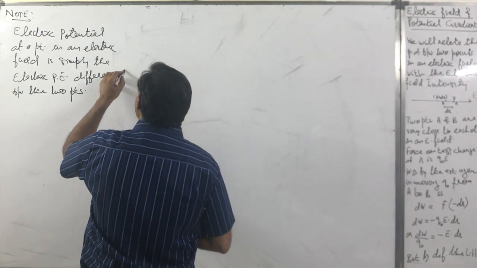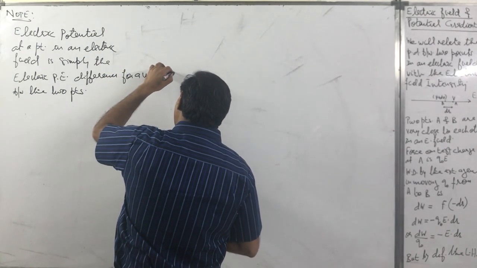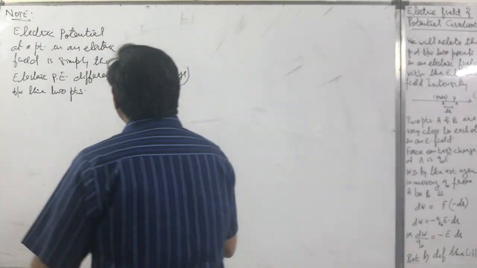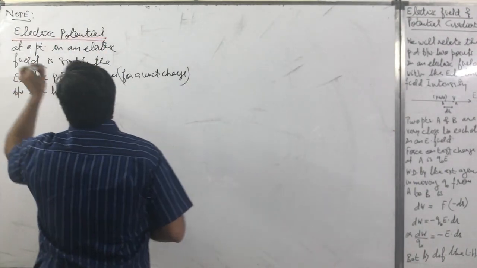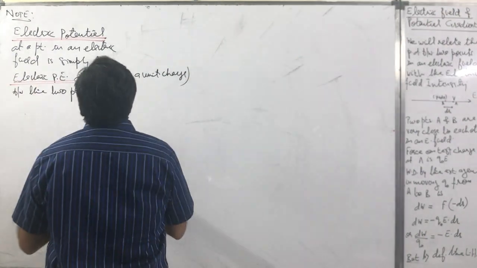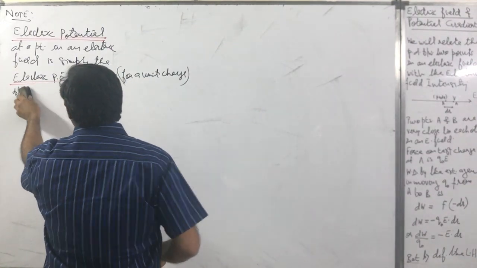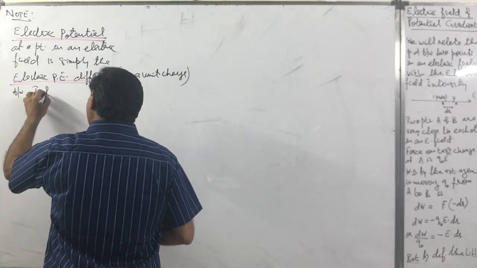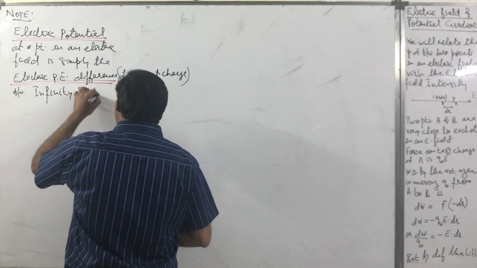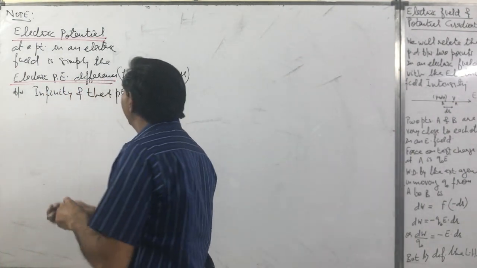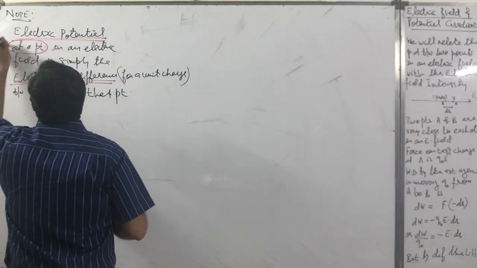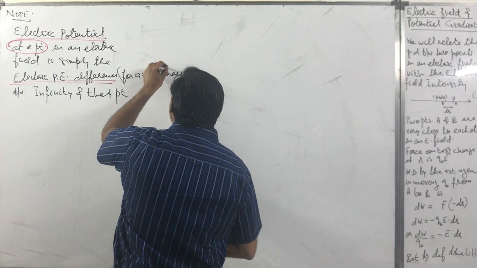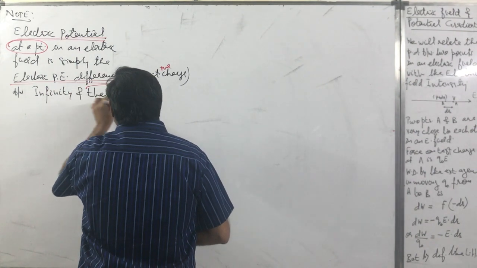Electric potential energy difference for a unit charge between the two points. So what I am trying to tell you is that electric potential is the electric potential energy difference for a unit charge between infinity and that point. Electric potential at that point in an electric field is simply the electric potential energy difference for a unit positive charge between infinity and that point.